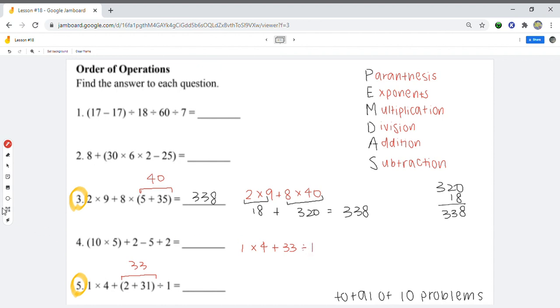Now, exponents is next, but we have no exponents, so we're just going to go down to multiplication. Multiplication over here, we see 1 times 4, so we can say this is 4. And I'm going to rewrite it, 4 plus 33 divided by 1. Next, after multiplication, we have division, so we're going to do 33 divided by 1, which is just 33. 4 plus 33, which is 37. So that is your final answer for number 5.